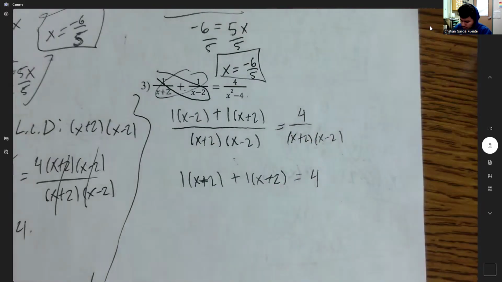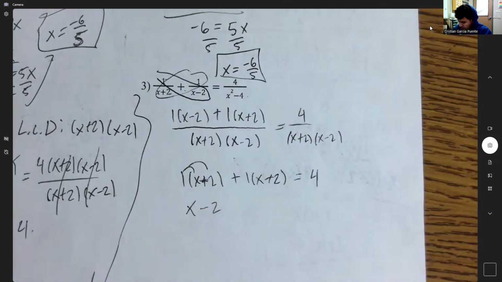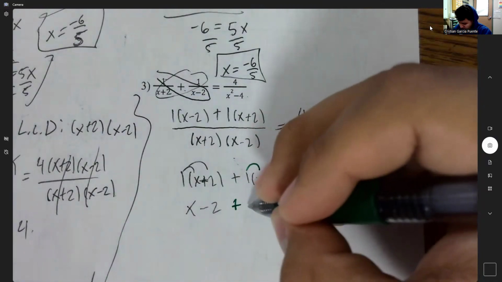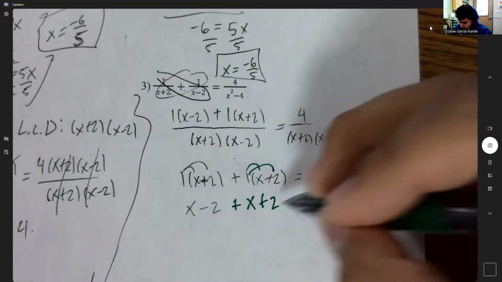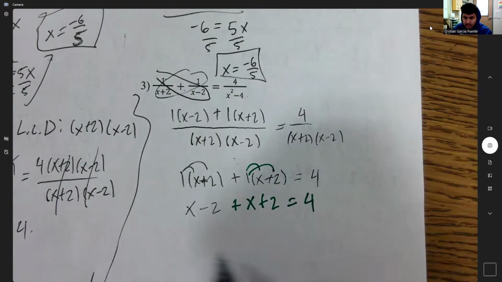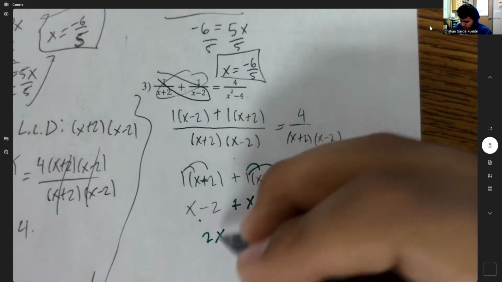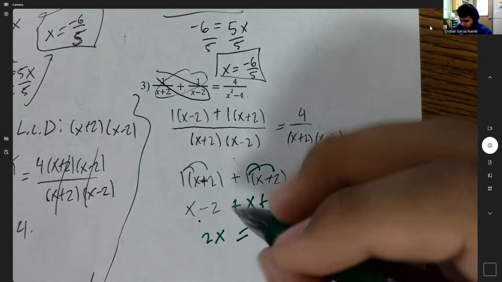And now I just distribute. So what's 1 times x? That's just x. That's 1 times negative 2. That's negative 2. And then let me change pens because it's changing. What's 1 times x? That's plus x. And then what's 1 times positive 2? That's 2. And that's equal to 4. And I'll just combine like terms. So what's x plus x? That's 2x. What's negative 2 plus 2? That's 0. So you don't have to write it down. And then you have that 4.